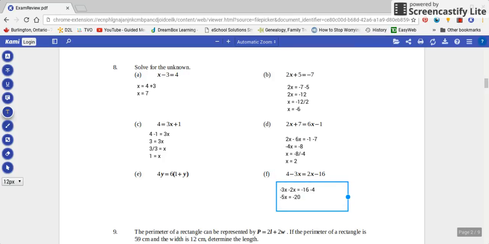Okay, now we want to move the negative 5 over, so since it's times on one side, divide on the other. Negative 20 divided by negative 5. We end up with x equals 4. Okay, so there's question 8 all done for you.